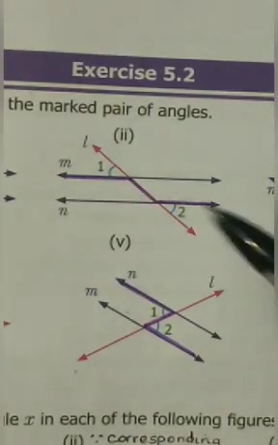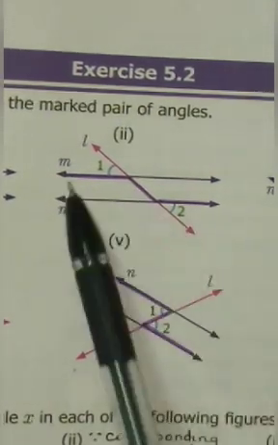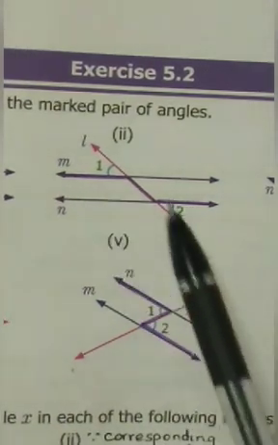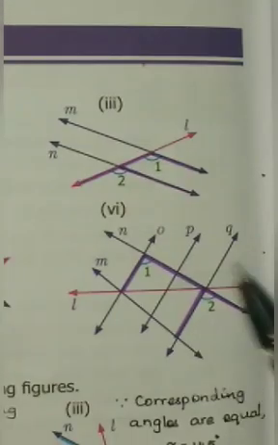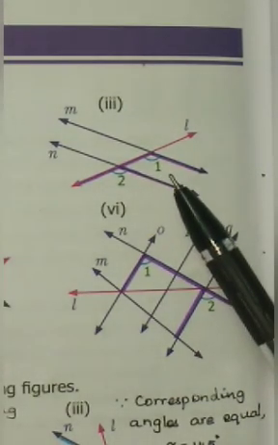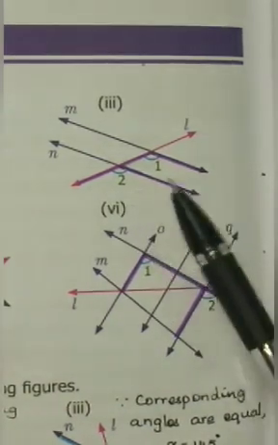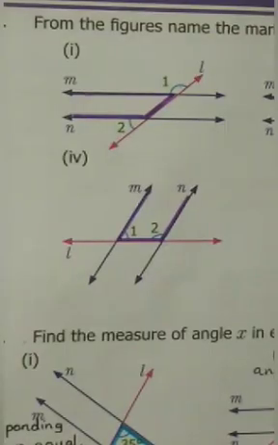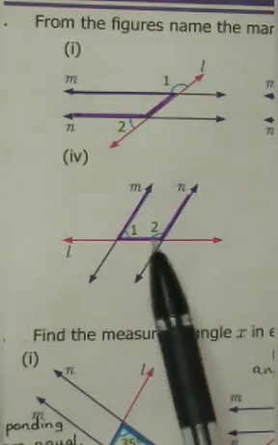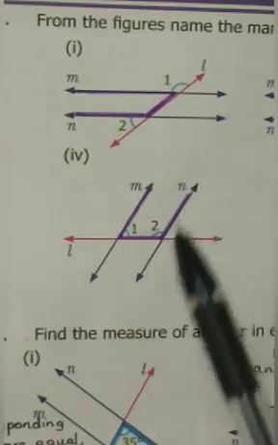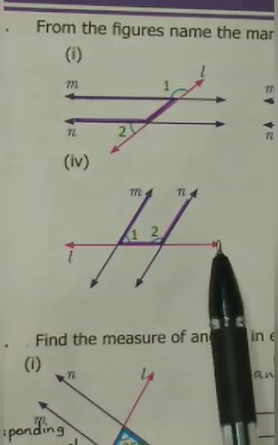Second subdivision. Here the angles are marked outside this pattern, so they are alternate exterior angles. Third subdivision. Here the angles 1 and 2 lie inside the pattern F, so they are corresponding angles. Fourth subdivision. Here the angles are marked inside the lines M and N, so they are interior angles. Moreover, they lie on the same side of the transversal.